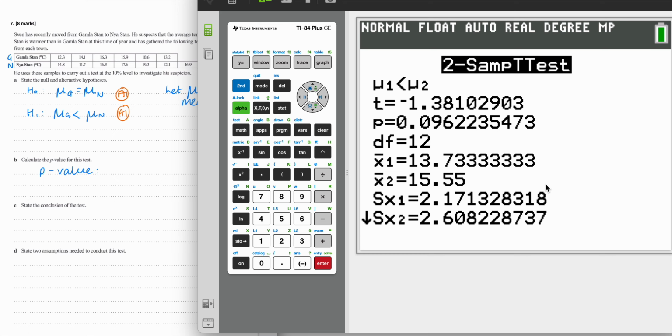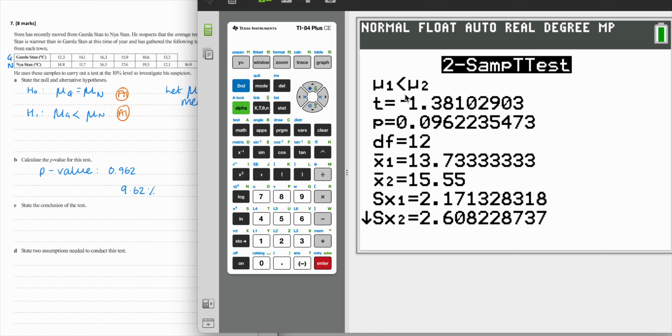to 3 significant figures, it is 0.0962. Okay, so that is 9.62%.